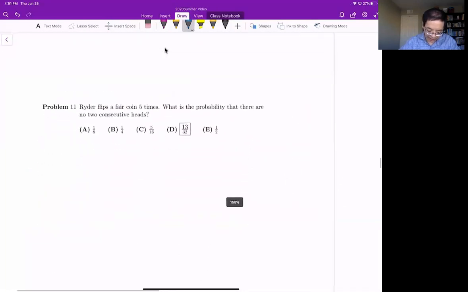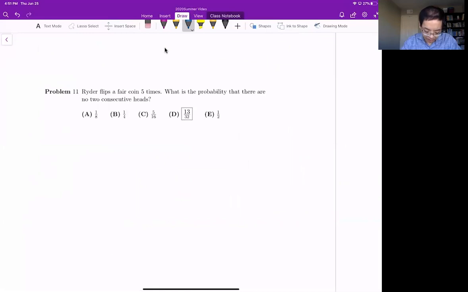Now let's look at problem number 11. Rider flips a fair coin 5 times. A fair coin means it has equal chance to land on a head or tail. Now, what is the probability that there are no 2 consecutive heads?